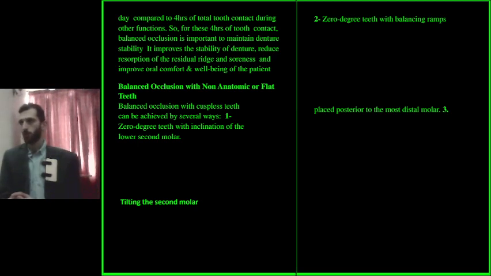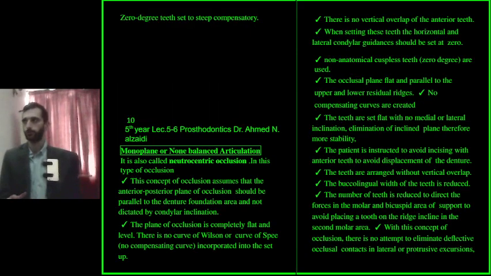Balanced occlusion with non-anatomic or flat teeth. Balanced occlusion with cuspless teeth can be achieved in several ways. 1. 0-degree teeth with inclination of the lower second molar, tilting the second molar. 2. 0-degree teeth with balancing ramps and balance posterior to the most distal molar. 3. 0-degree teeth set to steep compensatory curves.